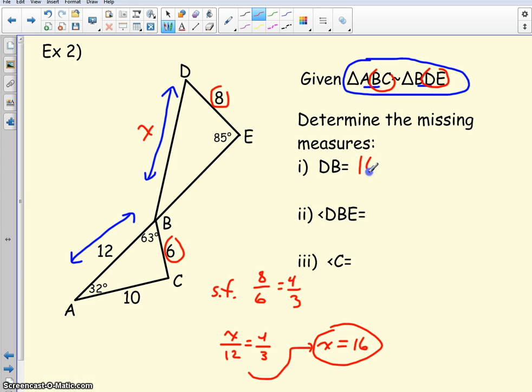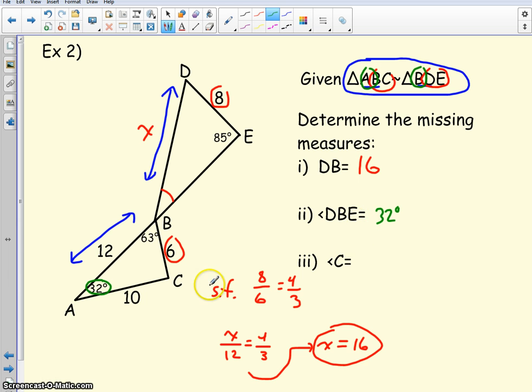So that does it for part 1. Part 2 asks for angle DBE. So looking at angle DBE, that's referring to this angle right here, angle B. Looking up here in our original statement, angle B should correspond to angle A in the first triangle, which is down here at 32 degrees. So right away we can get that one to be 32 degrees.